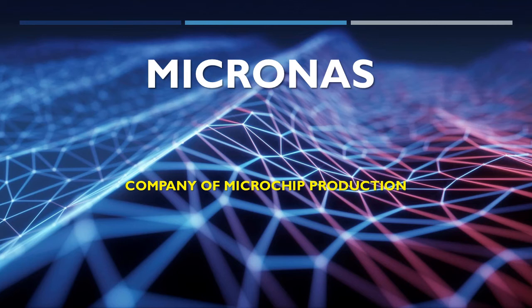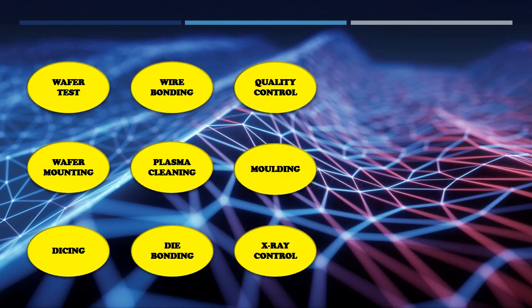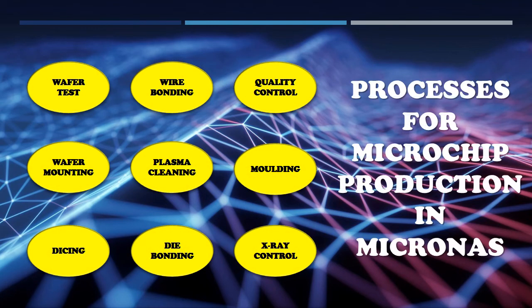Okay, I am Muhammad Shukri and I will continue the slide from the previous presenter. These are the processes for microchip production in Micronas. The production of the microchip or semiconductors undergoes all of the processes by following the flow as shown in the figure.